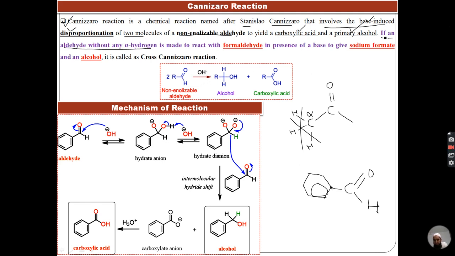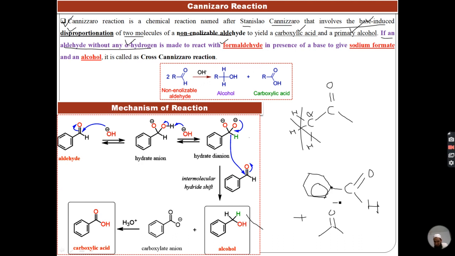Now the second point: if an aldehyde without alpha hydrogen is made to react with formaldehyde, that means instead of taking two similar molecules, you take one benzaldehyde molecule and another formaldehyde molecule. These are both molecules which do not have alpha hydrogen.